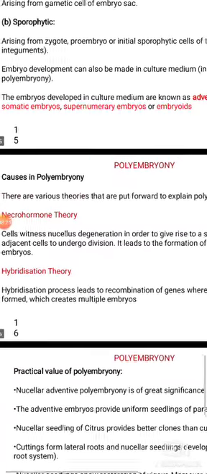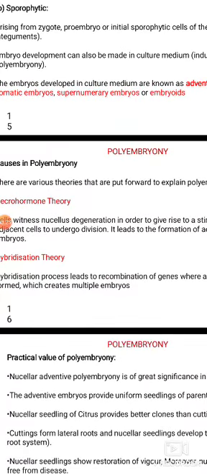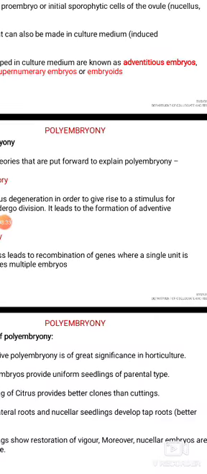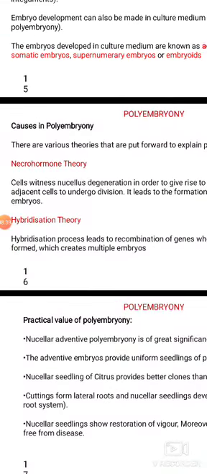Hybridization theory. According to this theory, the hybridization process leads to recombination of genes where a single unit is formed, which creates multiple embryos.